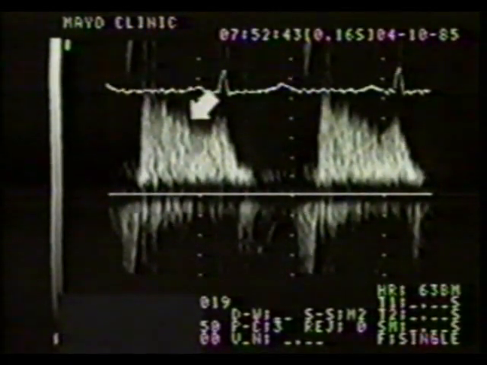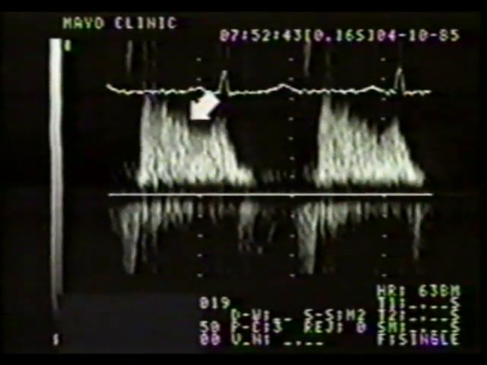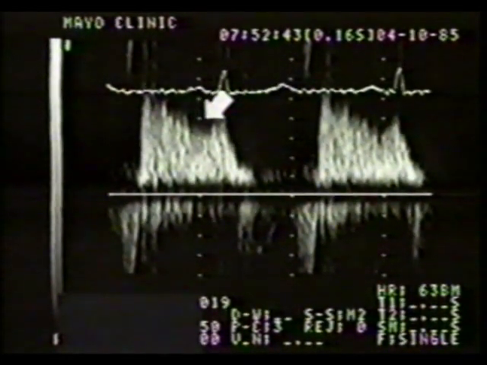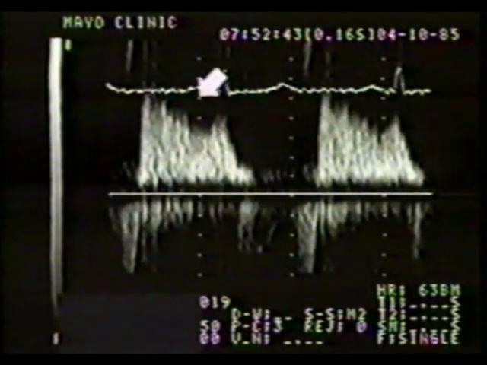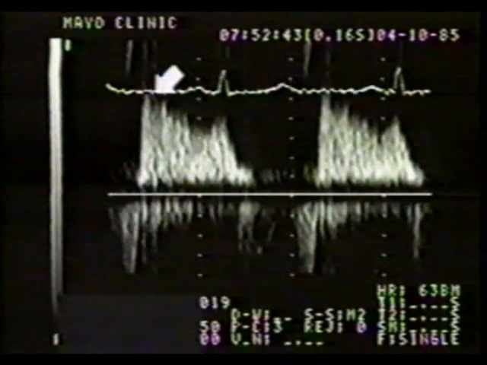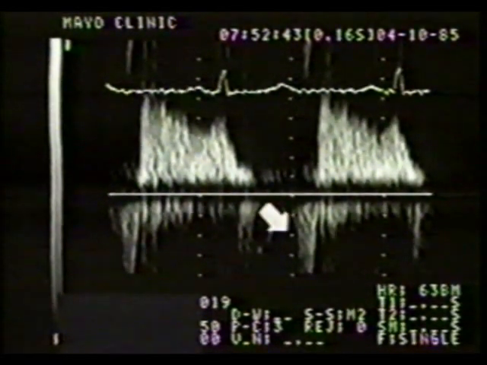This Doppler spectrum was obtained from another patient with mitral stenosis using this non-imaging transducer. The calibrations are 0.5 meters per second. The early diastolic velocity is increased to 2.6 meters per second. This is a faint signal of mitral regurgitation.